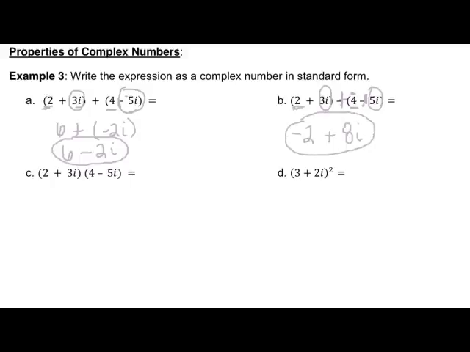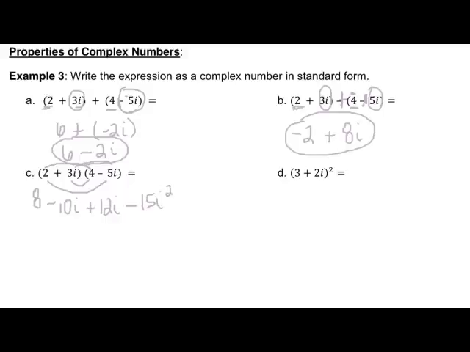Part C, when we have two parentheses right next to each other, we know that that means multiplication. So we can use our extended distributive property, or in this case you may call it FOIL. So we're going to start with our first term times our first term, which is 2 times 4, which is 8. And we need to distribute 2 times negative 5i, which is a negative 10i. Then we can multiply 3i times 4, which is 12i. And 3i times negative 5i, which is negative 15i squared.